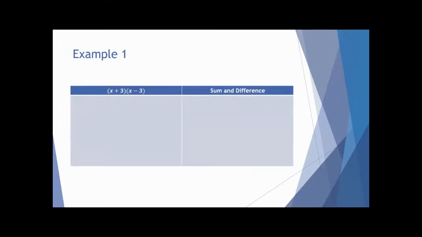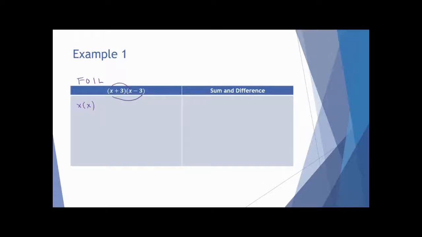So I'm going to start by showing you what these look like and then what the shortcut is. I've got here x plus 3 times x minus 3. And I'm going to do FOIL on this. FOIL means you first multiply the first term. So that would be x times x. So x times x is x squared. And actually, I'm going to write this out before I simplify that.